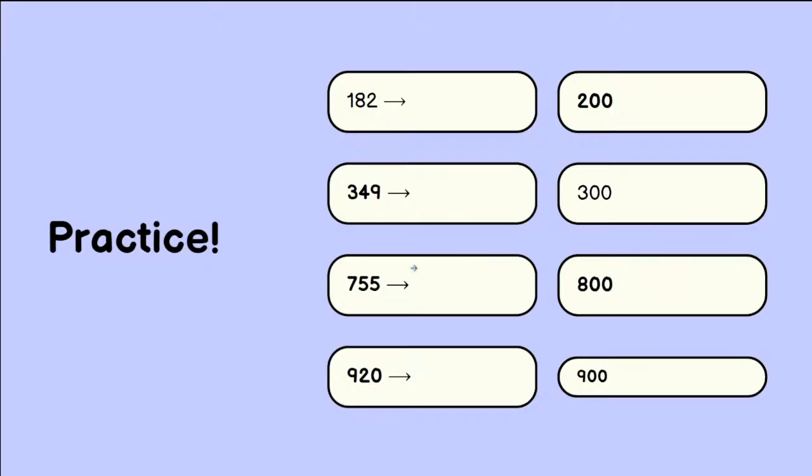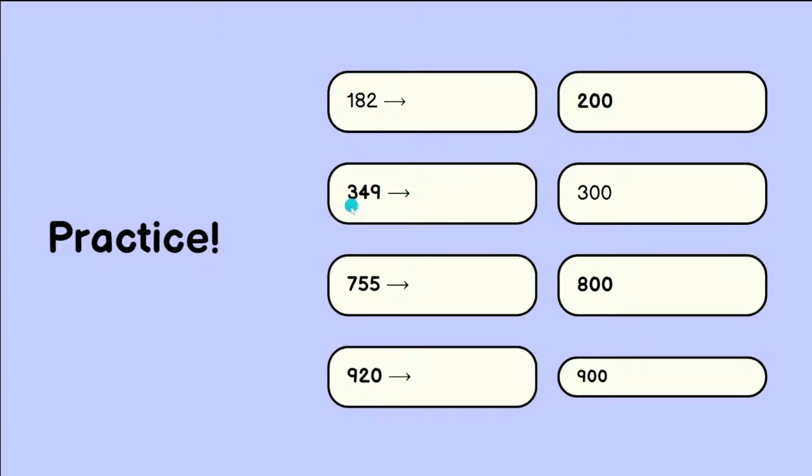Okay, let's do some practice with rounding to the nearest 100. So here we have 182, and there's an 8 in the tens place, so that means we're rounding up. So like always, the tens and ones place turn to 0, and then we'll add 1 to 1 and make it 2, so it becomes 200.